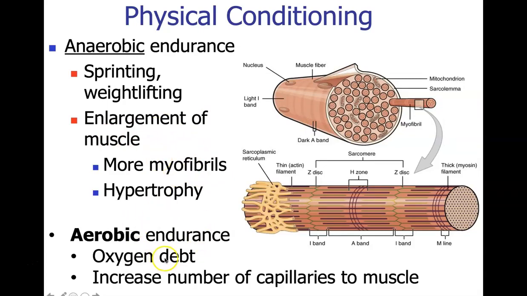Aerobic exercise creates an oxygen debt. So you're not increasing the number of myofibrils to increase muscle size, but you are able to increase the number of capillaries to muscle, which makes you better able to oxygenate your muscles and then do things like run and swim, that sort of aerobic activity.